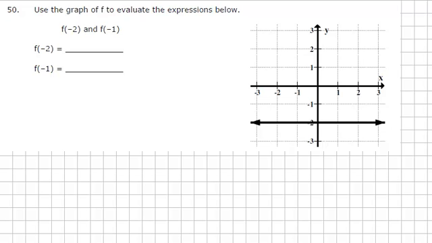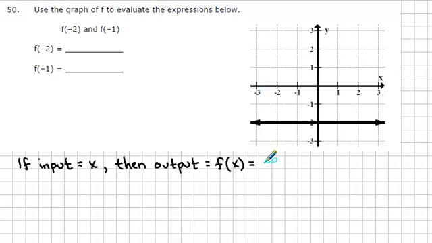We have a special way of denoting the input and the output. If the input is equal to x, then the output is equal to f of x, and the output corresponds with a y value. So if the input is equal to x, then the output is equal to f of x, which is equal to a particular value of y.